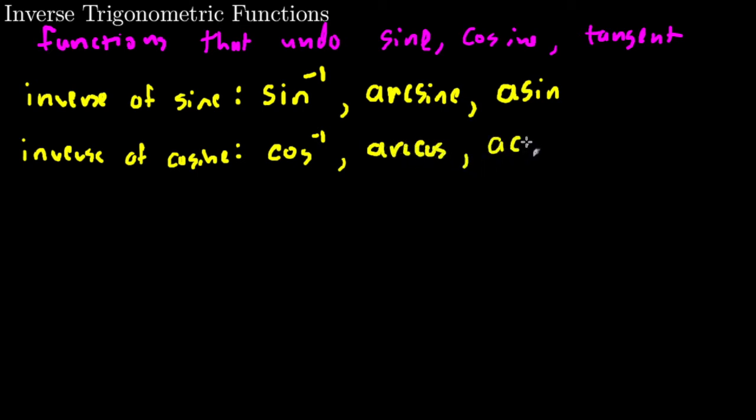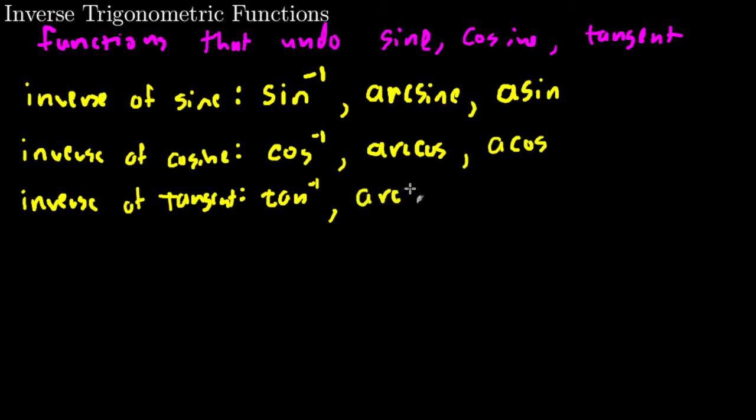Also can be called a cos, depending on how you're doing it. Again, I'm going to use this notation for all of my work. And the inverse of tangent would be this tangent with a -1, also referred to as arctangent, also referred to as atan.